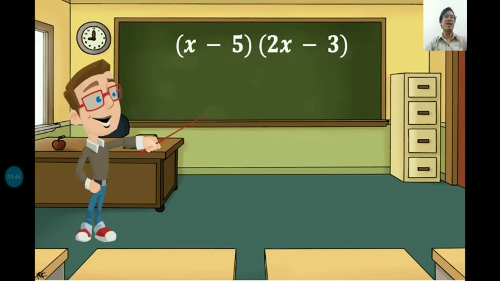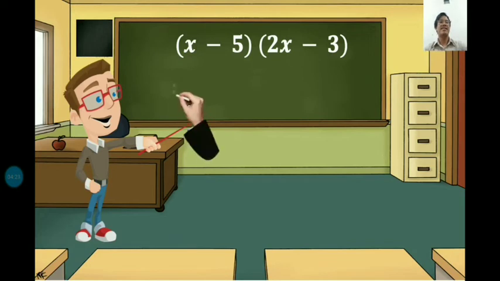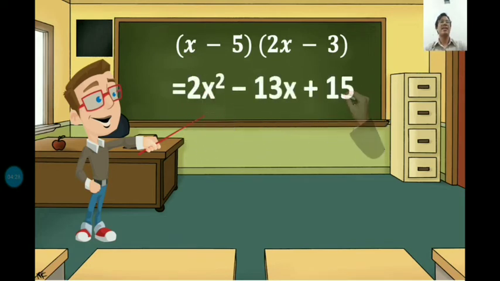So this is about multiplying binomials. You are asked in this part to find the product of the quantity x minus 5 times the quantity 2x minus 3. I will give you 10 seconds. If you have your answer, just comment it below. Alright, so the answer is 2x squared minus 13x plus 15.